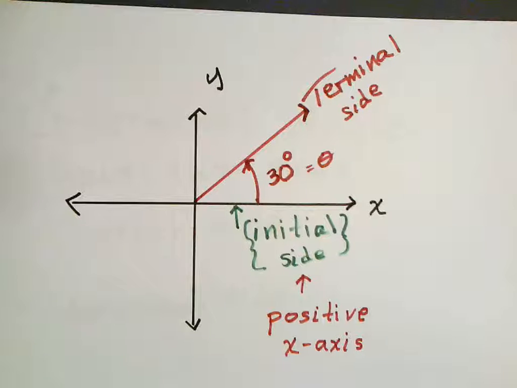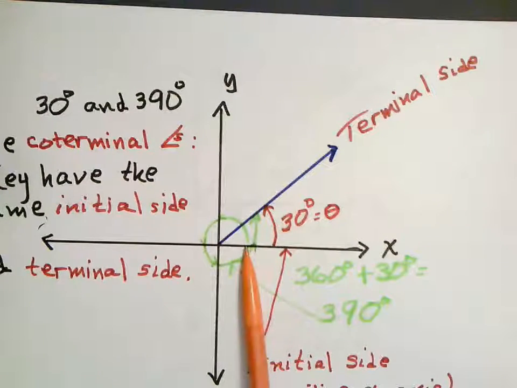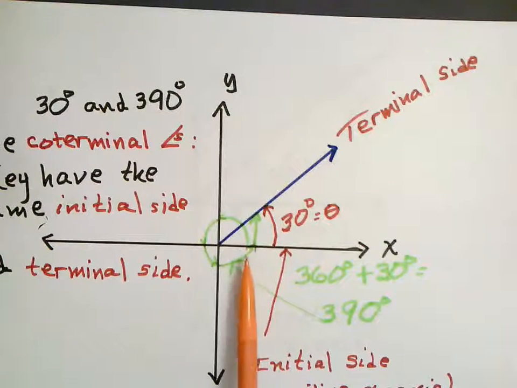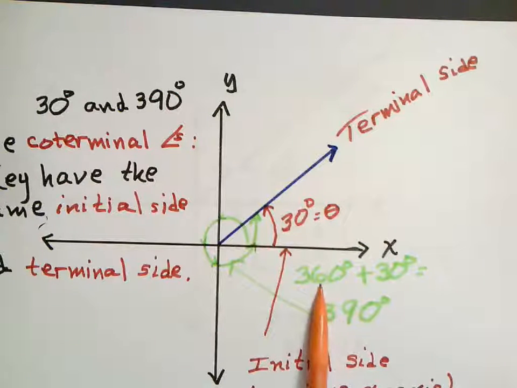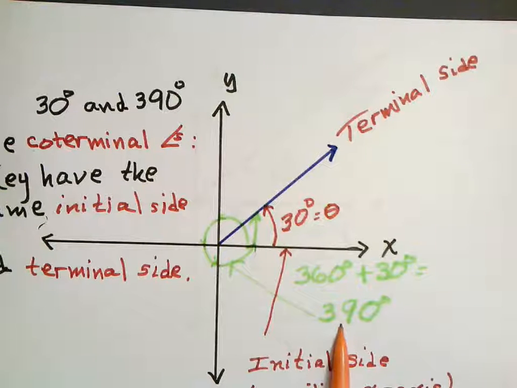Now, let's look at another example. We started out with our 30 degrees. Let's start here on the positive x-axis, the initial side, and we're going to go counterclockwise. We go one complete rotation plus 30 degrees more. You see, 360 degrees is one complete rotation plus 30 degrees gives us 390 degrees.